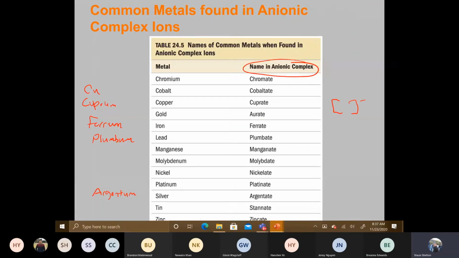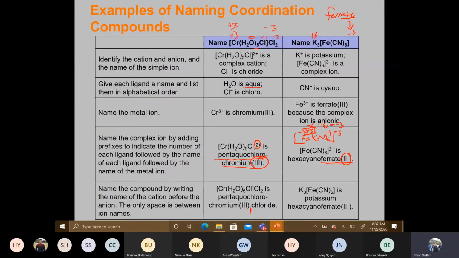There are a few charts that you probably want to print off and have available as you are working on naming these compounds. Any questions?